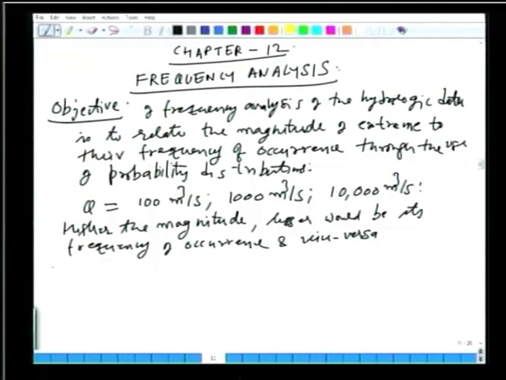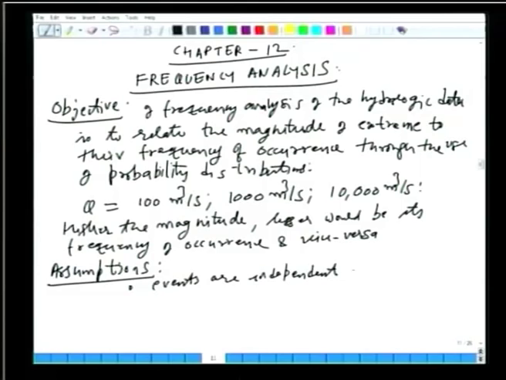Okay, now moving on, before we actually look at the various methods that are available for carrying out this frequency analysis, let us look at some of the assumptions which are made while carrying out this analysis. What is assumed is that all the events which we are using, or the data, are independent of each other. What do we mean by that?